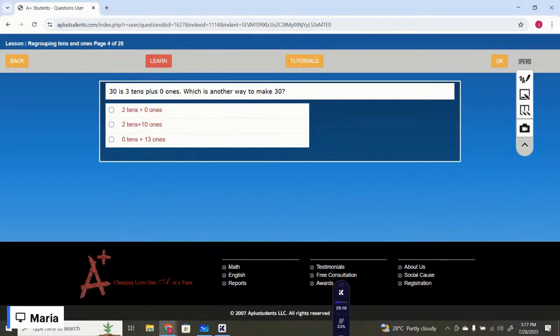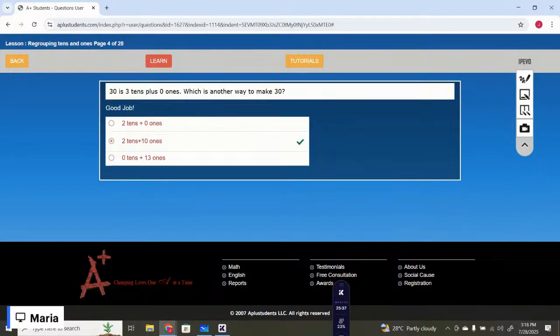Thirty is 3 tens plus 0 ones, which is another way to make 30. That is option number 2, 2 tens and 10 ones. Option number 2 is the correct option.